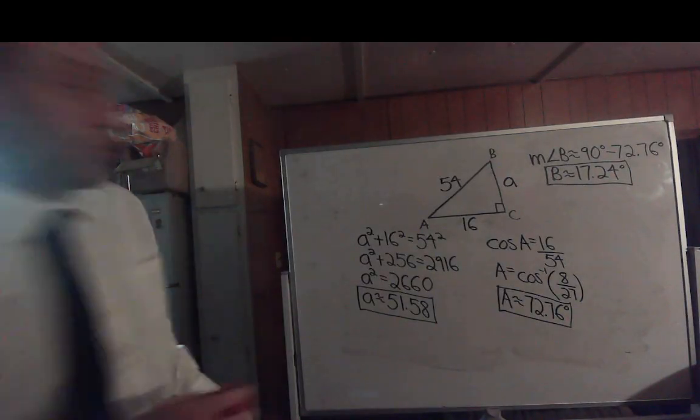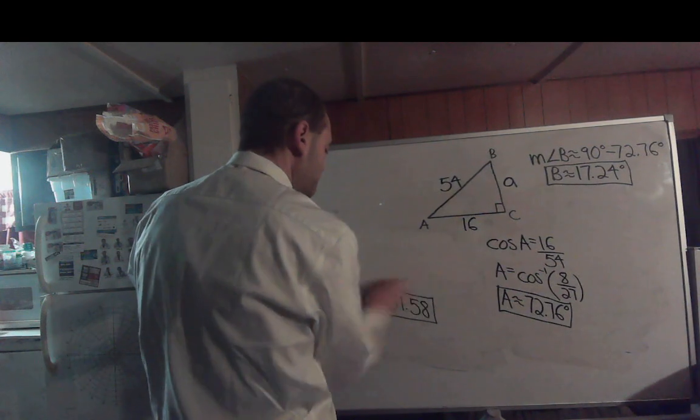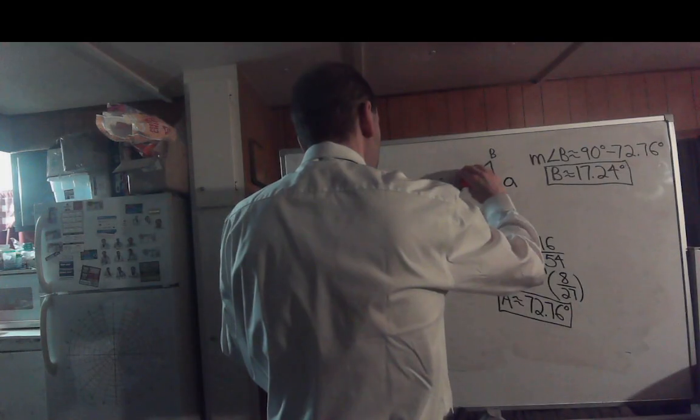Alright, I got 3 more of these right triangle ones. Then we're going to do 4 exercises based on finding the altitude of an isosceles triangle.